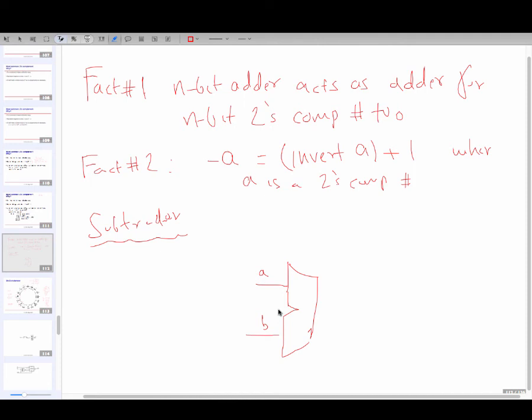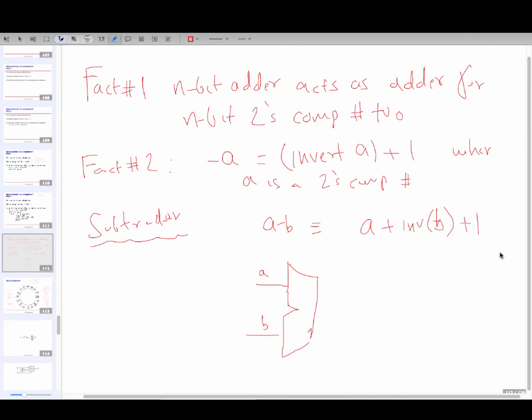So the deal was that A minus B is the same as A plus minus B. And for minus B, I invert B and add 1 to it, right? So what I really want to do is A plus invert of B, so A minus B is the same as A plus invert B plus 1.